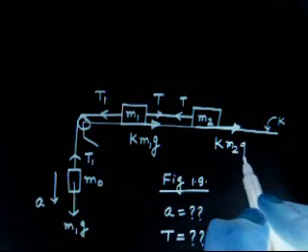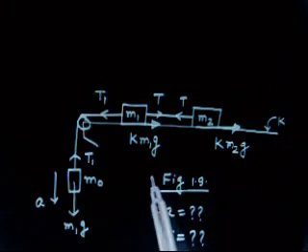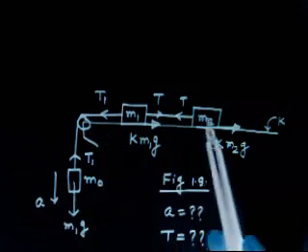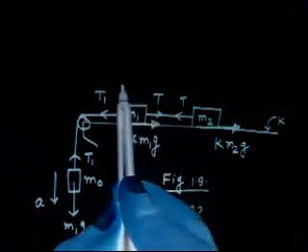Now things are very easy. You have to just write down the equation. Since this mass is going with acceleration a and the thread remains taut every time, this will also have acceleration a.